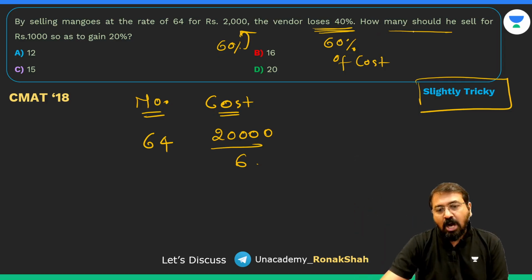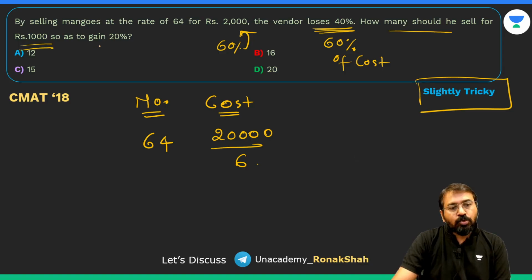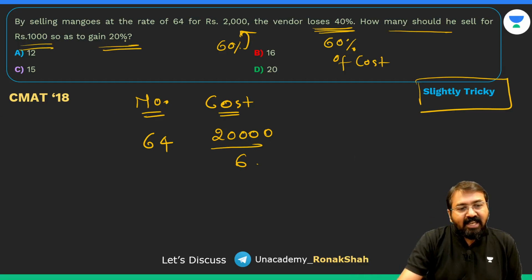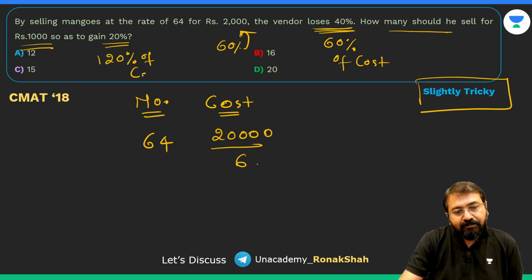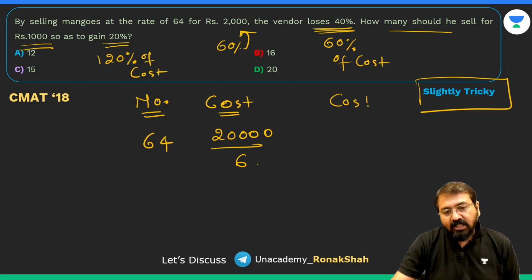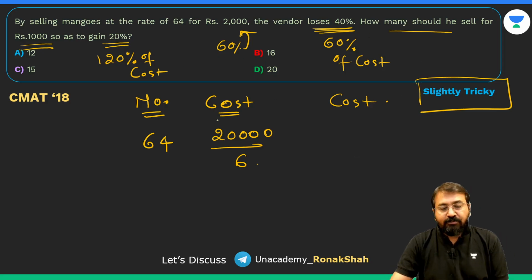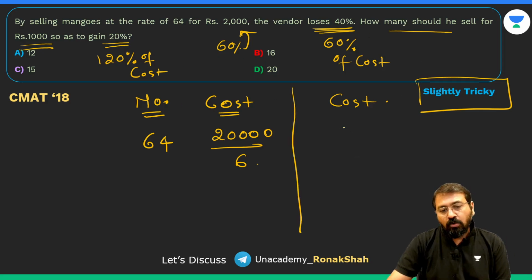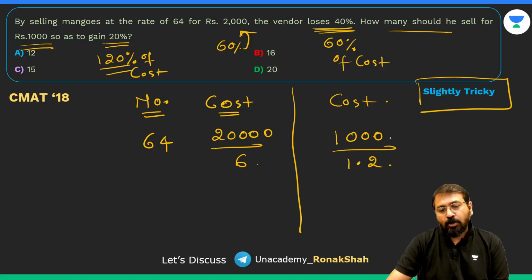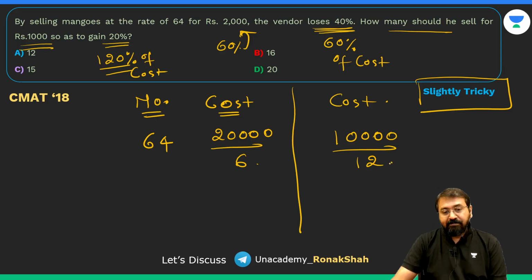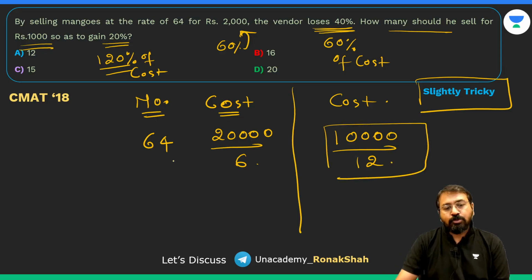Now what they are asking is how many should he sell for 1000 so as to gain 20%? If you are gaining 20%, that means you are getting 120% of cost. So what should your cost actually be? We don't know the number of mangoes, but you want the cost as 1000 by 1.2, because it's 120% of cost. So I can write this as 10,000 by 12. Now this is the cost that I want to have. So how many mangoes should I give if I want this cost?